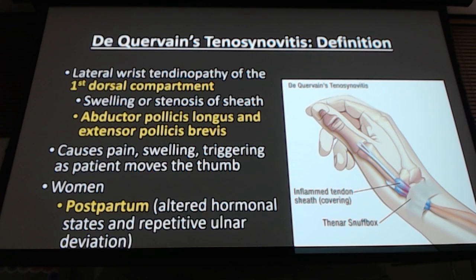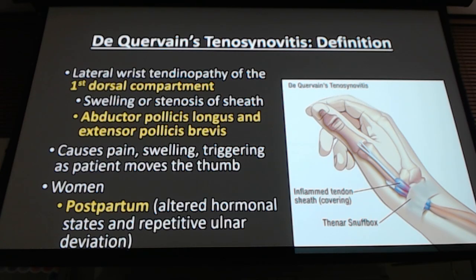First dorsal compartment. Okay. What are those structures, guys? APL and EPB, correct? Abductor pollicis longus and extensor pollicis brevis. So that's the two structures that are found in that first dorsal compartment. Does anybody know how many compartments are in the wrist? Homework.